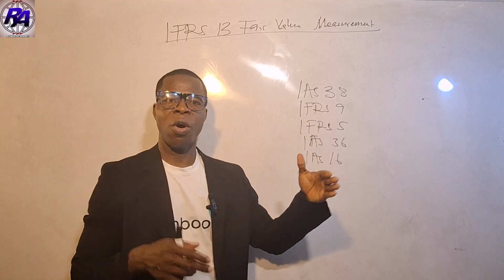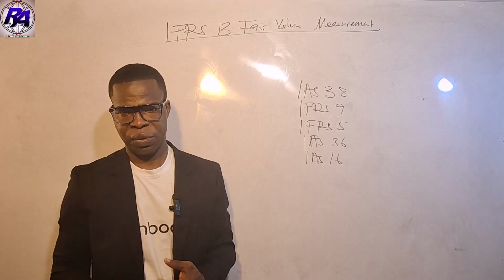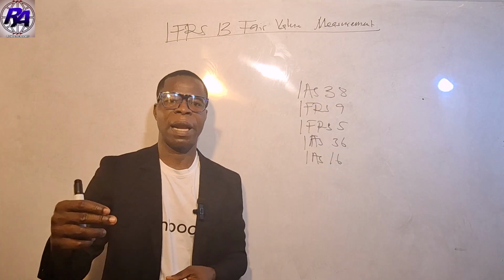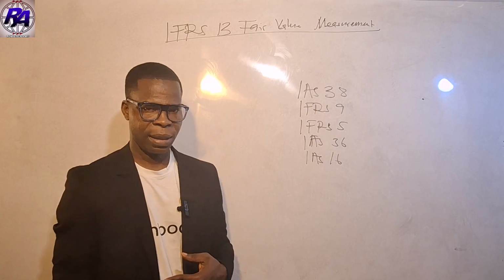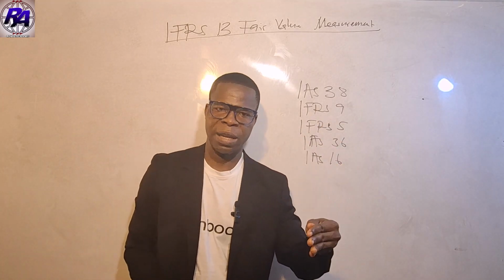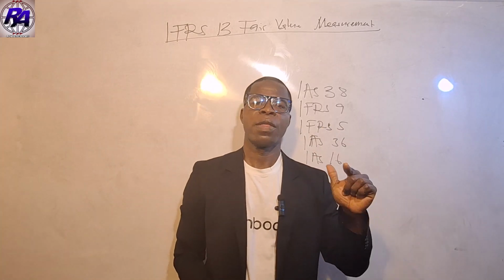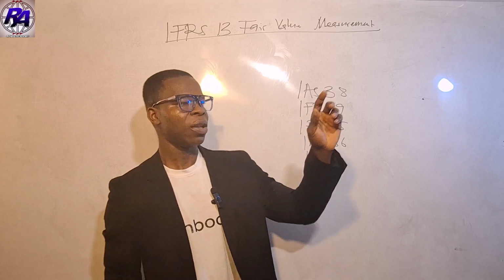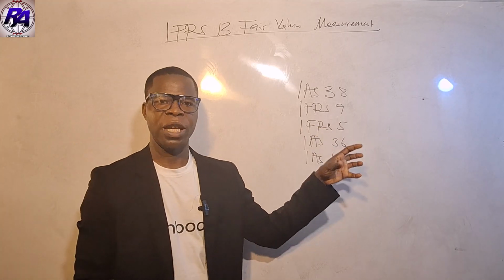IFRS 9 requires that all financial instruments are measured initially at their fair values. If you come to IAS 38, if you are looking at intangible assets and you also want to apply the revaluation model, you have to use the fair value of the intangible assets. The same thing applies to IFRS 5. If you want to measure a non-current asset that is held for sale, it is the lower of its carrying amount or the fair value less cost to sell. The same thing applies to IAS 36.